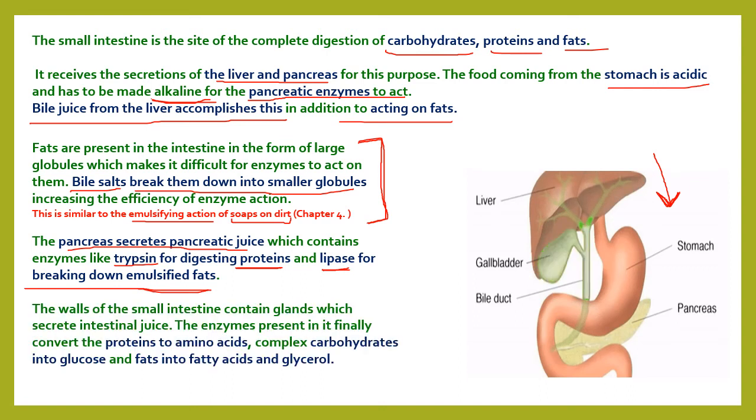The wall of the small intestine contains glands which secrete intestinal juice. The enzymes present in it finally convert the protein to amino acids, carbohydrates to glucose, and fats to fatty acid and glycerol. हमारे खाने में मेनली ये जो चीजें होती हैं, लास्ट में with the help of enzyme, you saw प्रोटीन किस में कन्वर्ट हो गया? एमिनो एसिड्स में, कार्बोहाइड्रेट्स ग्लूकोज में, और फैटी एसिड या ग्लिसरॉल में. फाइन.